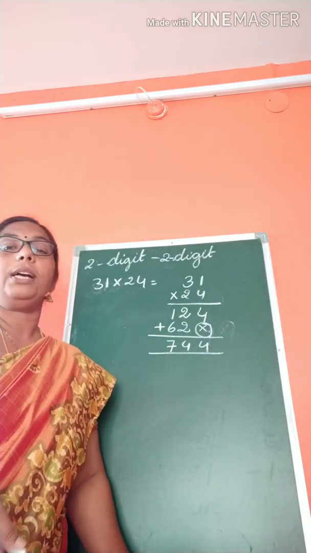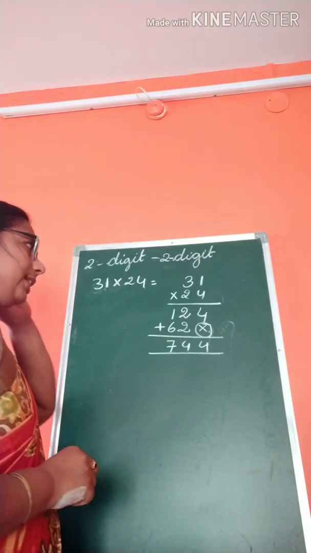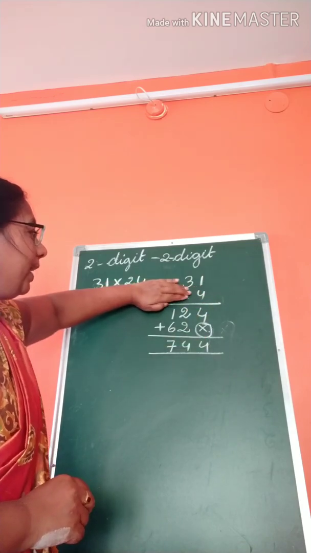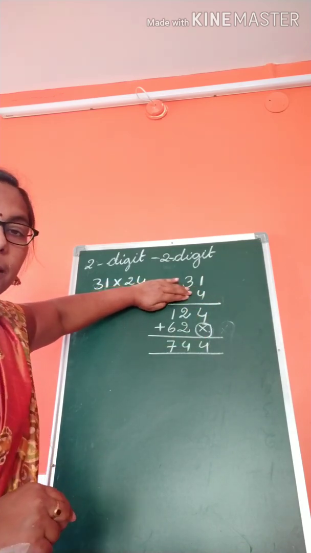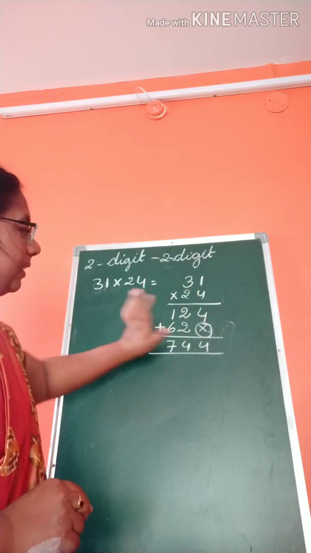This is how we do a 2 digit by 2 digit multiplication, children. Once again I will tell you, see, 31 into 24. First we have to multiply the number with the number in the ones place, that is 4. 4 ones are 4 and 4 threes are 12.